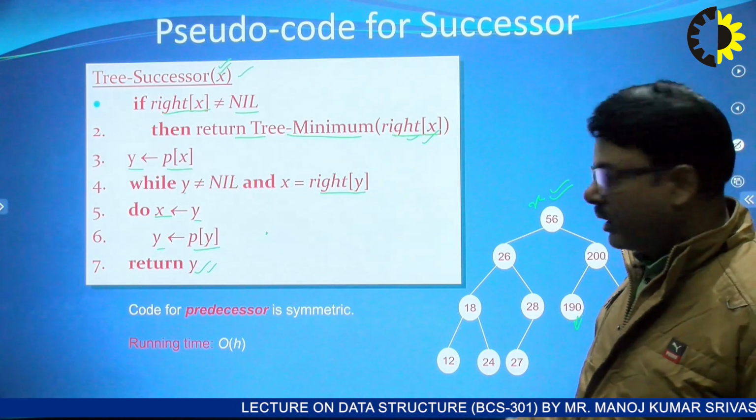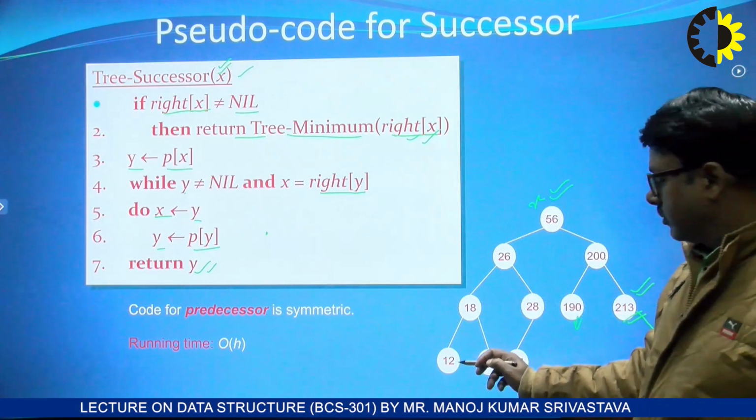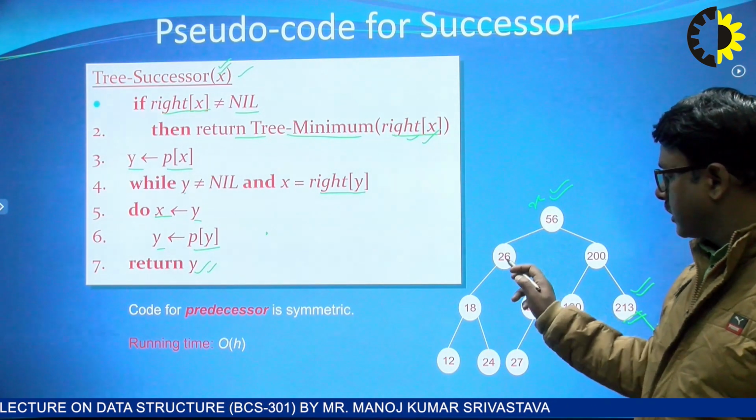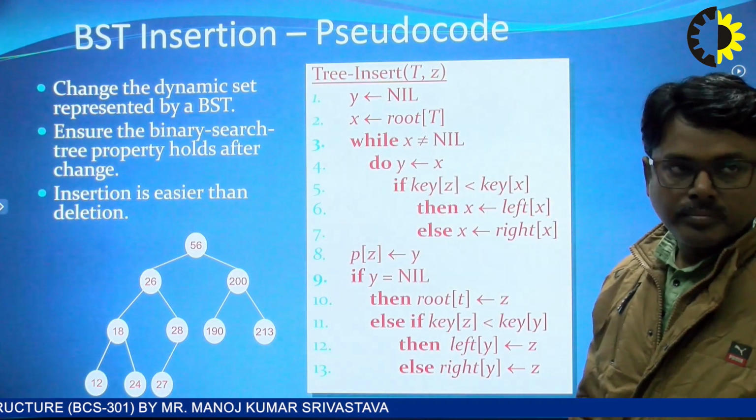This is what happens on the right side. Similarly on the left side, as per the pseudocode, the next successor will be this one, the next successor will be this one, and this is how we are going to get the successor.